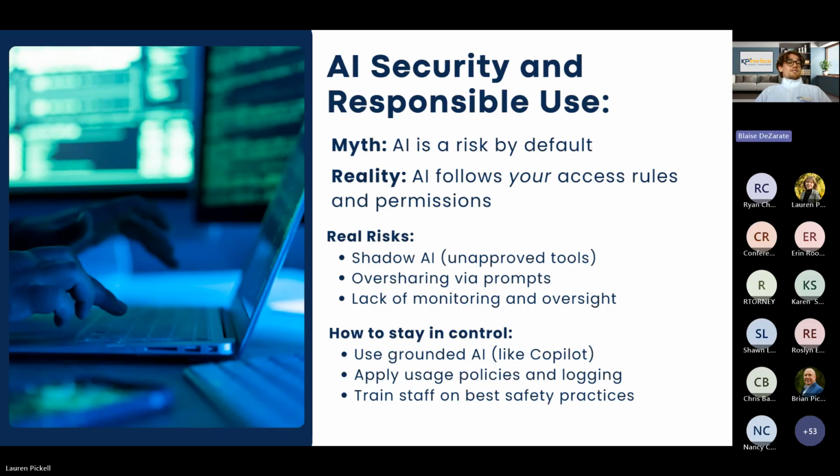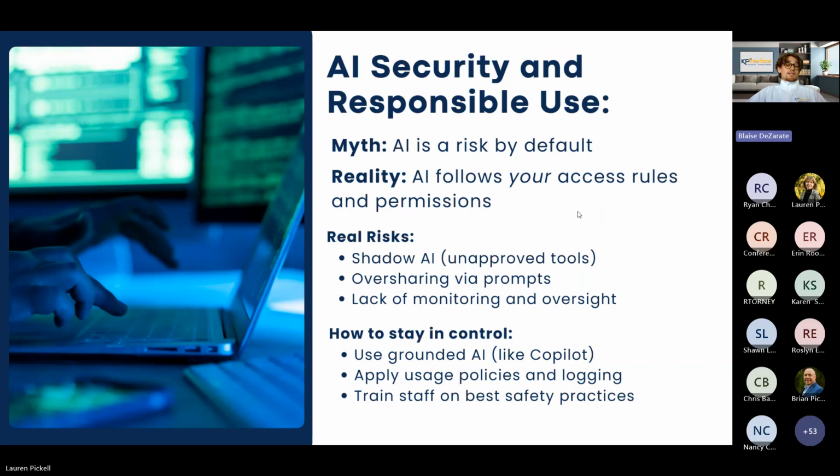Okay, so let's talk about AI security and responsible use. The myth here is that AI is a risk by default. The reality is that it follows your access rules and your permissions. So we just talked about what AI can see and how it's limited by the data you give it. So that's why AI is not automatically a security risk. The real issue is how it's introduced and used inside of the business. Intentional use reduces risk, but sloppy use will increase it.